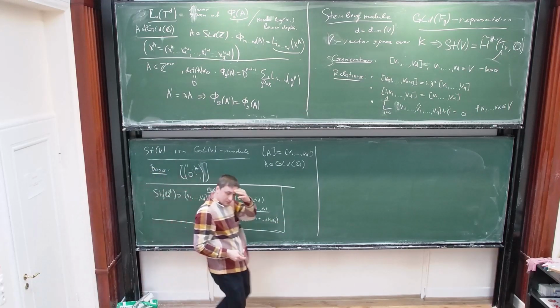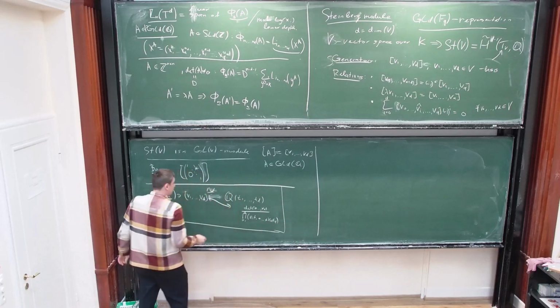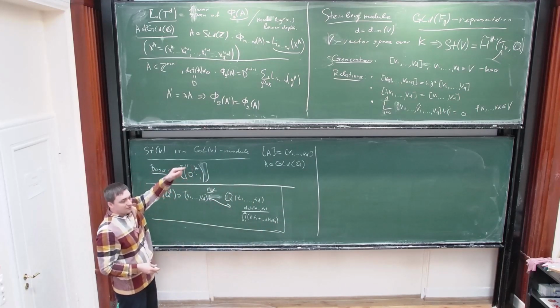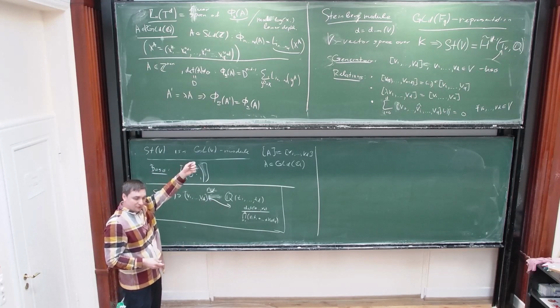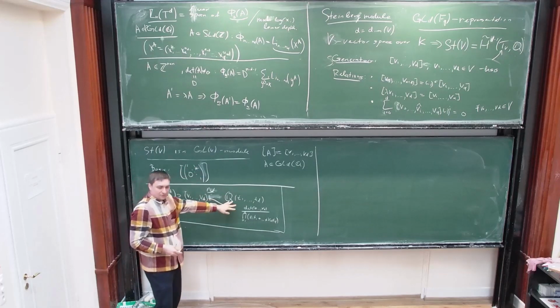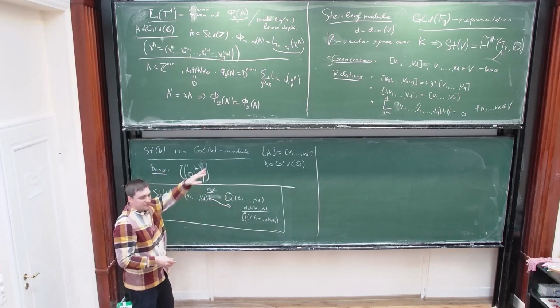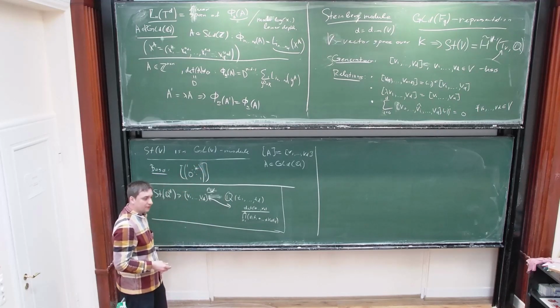Why do you need Q? Is this any field? Well, the way I defined it, I defined the Steinberg module with coefficients in Q, so I want this to be also the same field. But otherwise, I think you can tweak this. Yeah, you can change this construction.